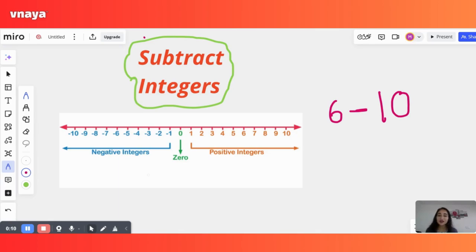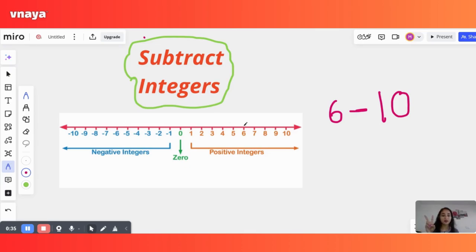So before starting with that, let me tell you what exactly the meaning of subtraction is on the number line. In the previous video, I was teaching you the meaning of addition, moving towards the right side of the number line. So if we are subtracting two numbers, that means we will be moving towards the left side. So similarly, here we will be picking two integers.